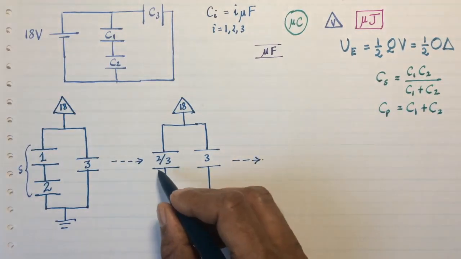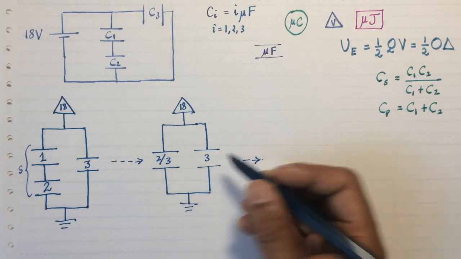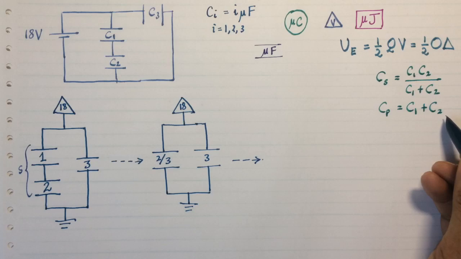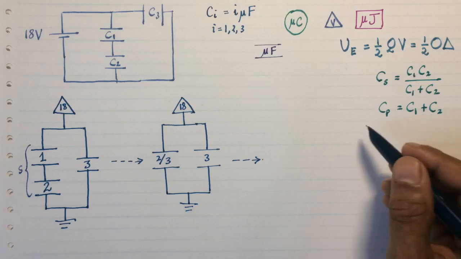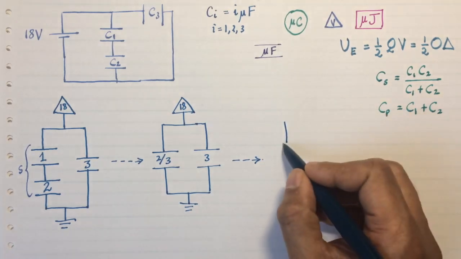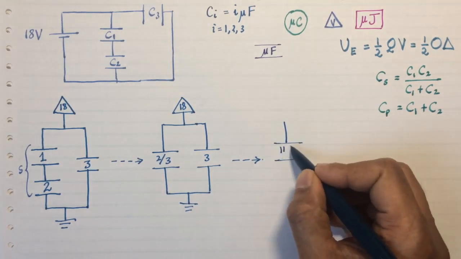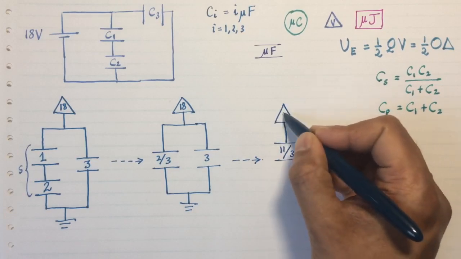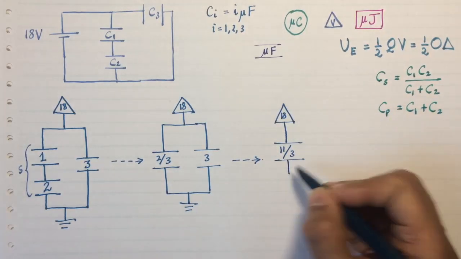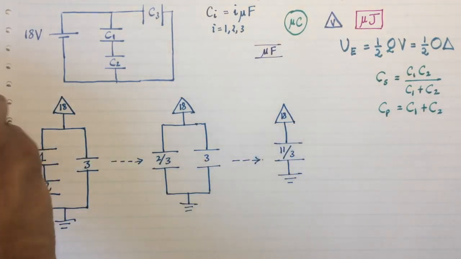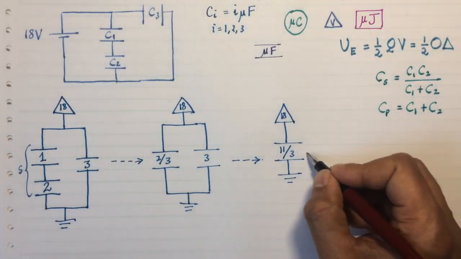And the last thing is 2/3 and 3 in parallel. Well, they're just going to add: 2/3 plus 3. 3 can be written as 9/3. So 9/3 plus 2/3 is 11/3. And in this way, I have found the effective capacitance. If I want to replace this entire problem with a single capacitor, I have done it here. This is called the effective capacitance, C effective.